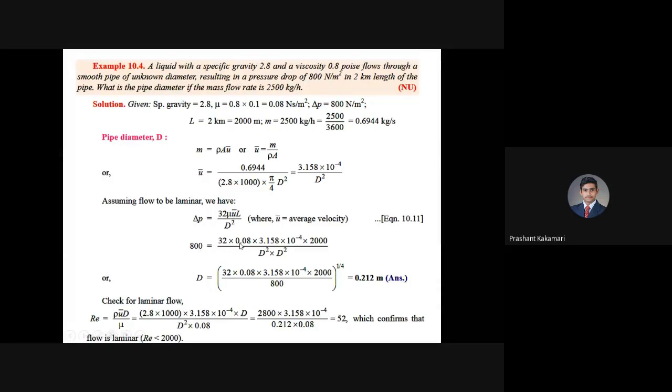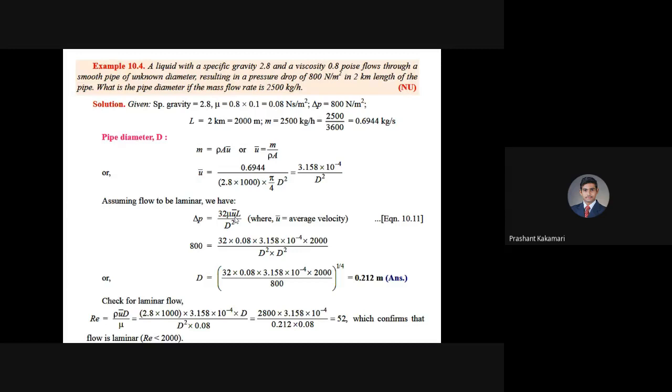32 into μ. Mu is the viscosity. The viscosity was given as 0.8 poise. In Newton second per meter square, it is 0.08. So just divide by 10 and you'll get the answer in SI units. Into, I need the average velocity. Now for average velocity, what can you do? For average velocity, I need the discharge through the pipe for a given area, or Q by A.